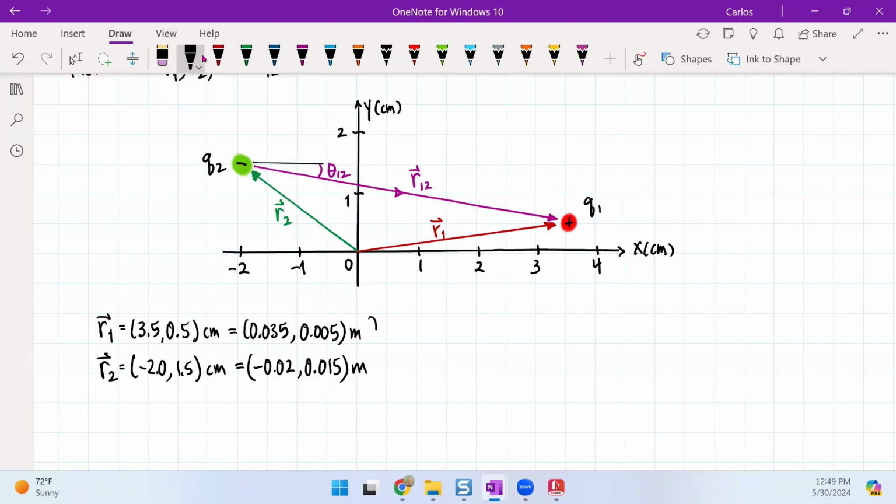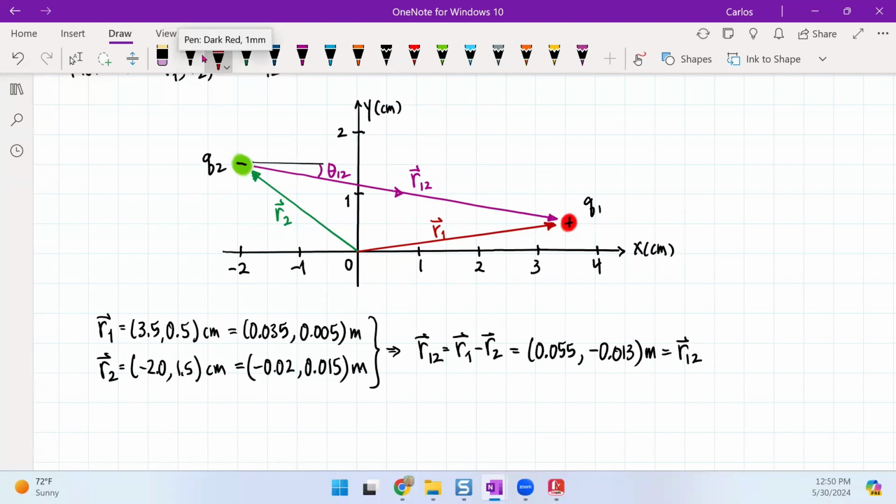So if I look at this, my displacement vector, R12, which is R1 minus R2, gives me values that read 0.055 and minus 0.013 meters, and this is my vector in the third quadrant. And this is what we needed right here.